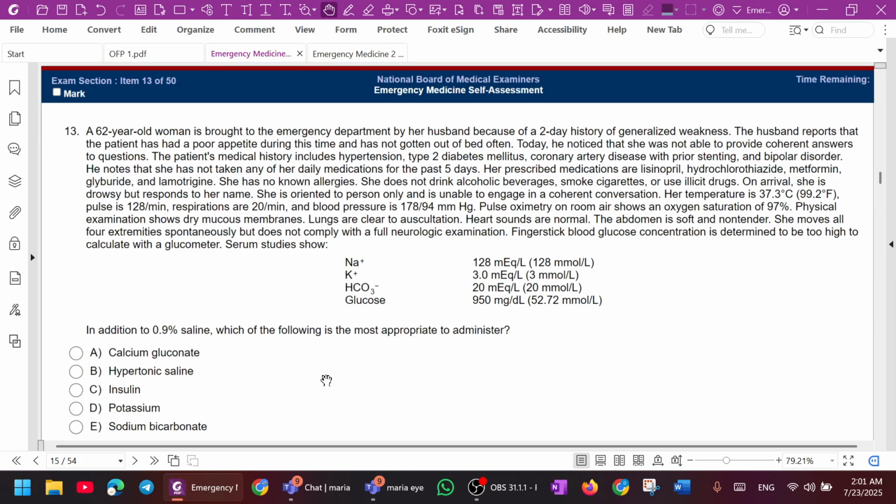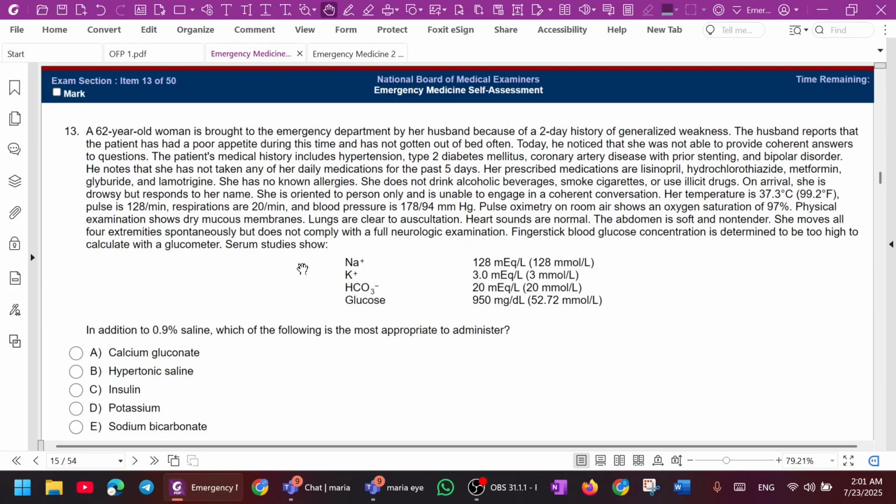The patient's medical history includes hypertension, type 2 diabetes, coronary artery disease with stenting, and bipolar disorder. He notes that she has not taken any other medication for the past 5 days. Her prescribed medications are lisinopril, hydrochlorothiazide, metformin, and clavulanate. She has no allergies and does not drink alcohol.